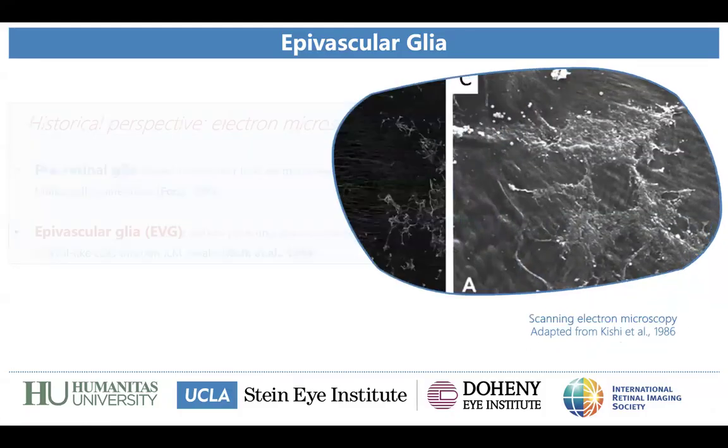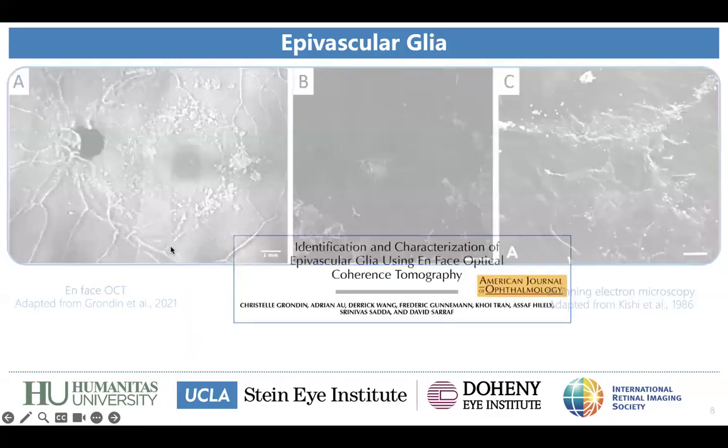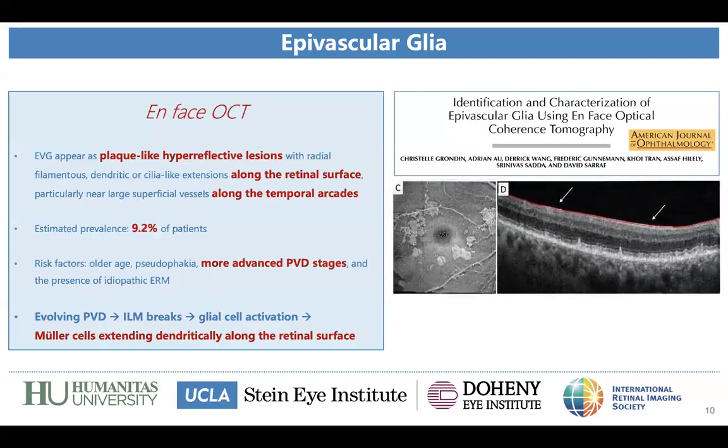You can see that en face OCT can, with a very striking similarity, allow us to visualize these same lesions. These lesions were studied with en face OCT in this paper, and the authors found a prevalence of about 9% of these epivascular glial lesions, which are especially visible with a thinner slab at the level of the ILM. The authors correlated the presence of these lesions with more advanced PVD stages, hypothesizing that Mueller cells activate and extend dendritically along the retinal surface following PVD.